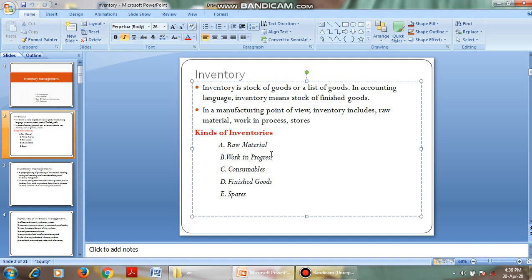Spare parts, that is, apart from raw materials, work in process, consumables and finished goods, spare parts like some equipment and small machineries will also come under inventories. Simply, you can understand that inventory is nothing but stock, or you can say raw material, work in process and all.